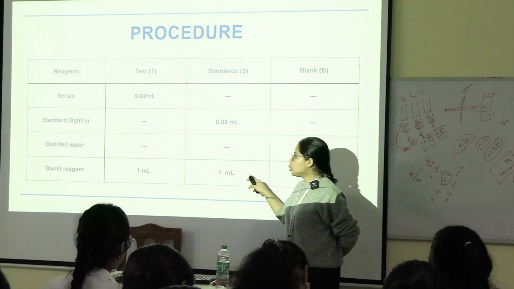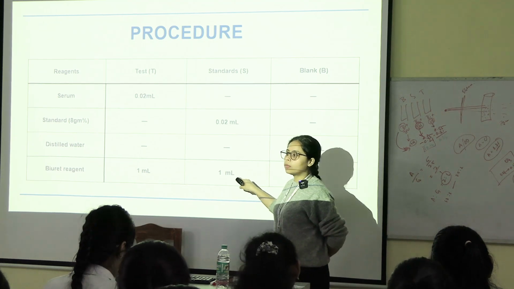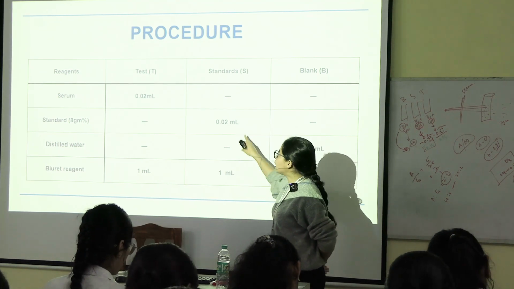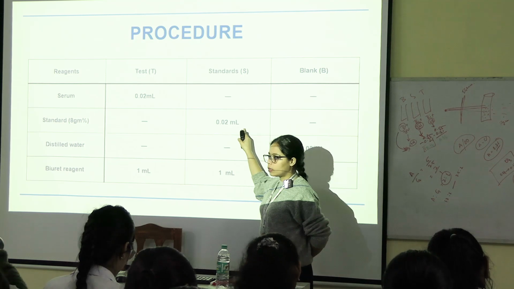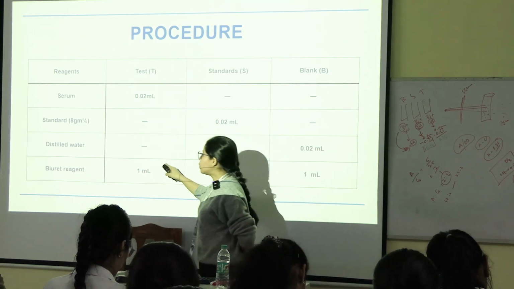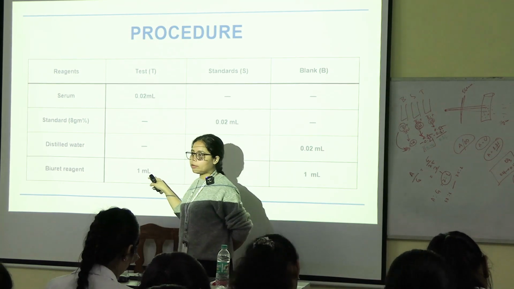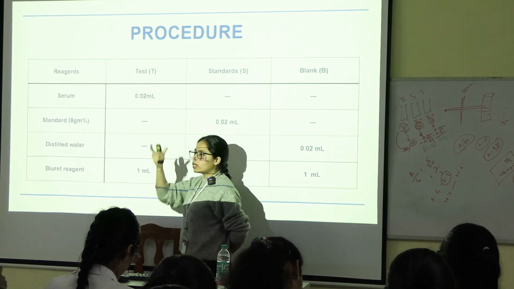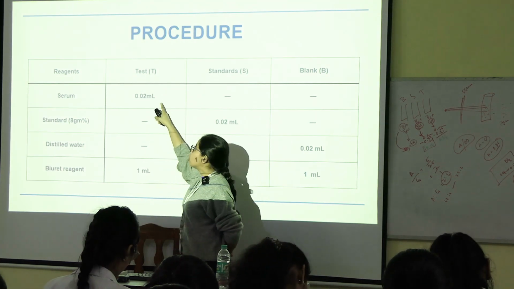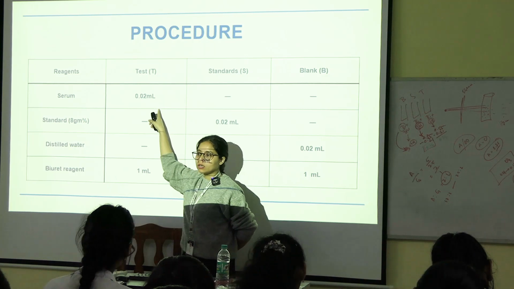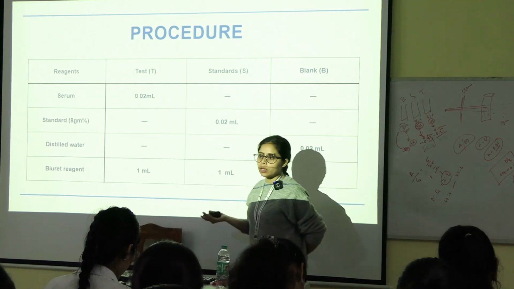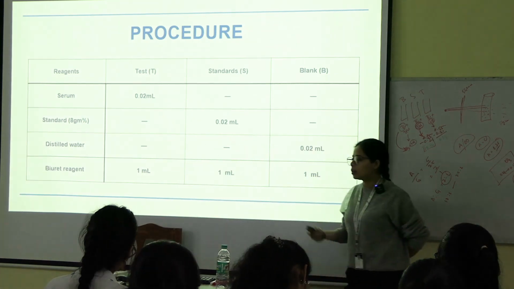Okay, then next you will take 1000 microliter biuret reagent and 20 microliter of standard. Then in the third one you will take 1000 microliter of biuret reagent and your test, whatever sample will be provided, you will take 20 microliter of the test. It's the same thing, only the ratio has increased.